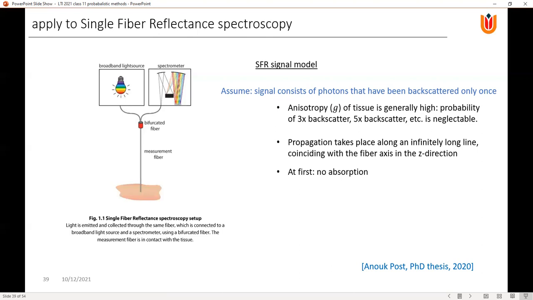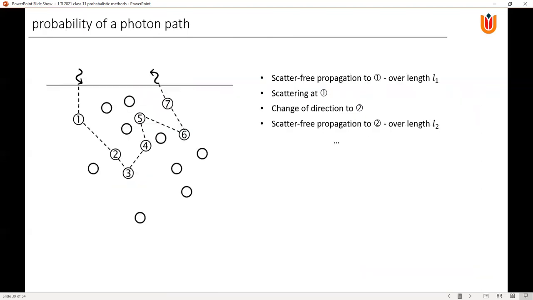And at first, we're also going to assume that there is no absorption. We can factor that in. You can understand that this will only model part of the signal. It's not the full signal, but the idea is to see how far we can get from this. The full model is more complex, but is also built on these assumptions.